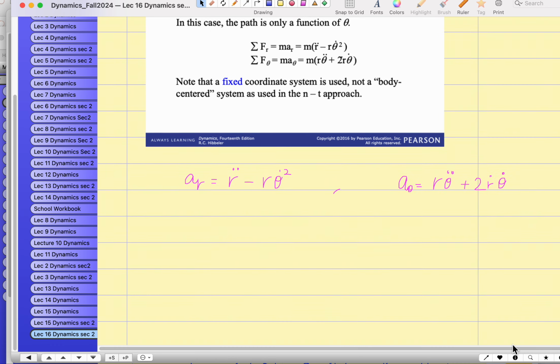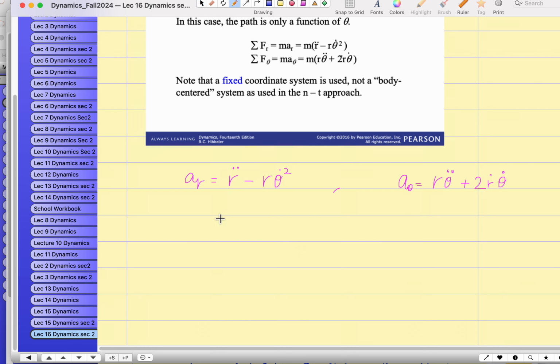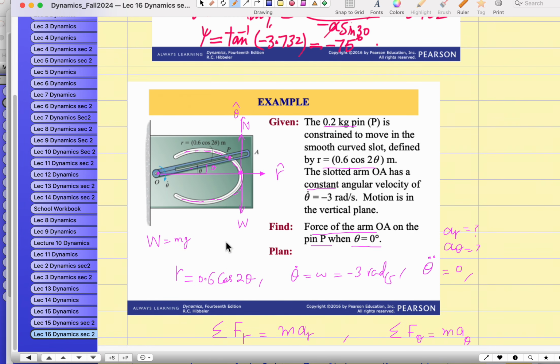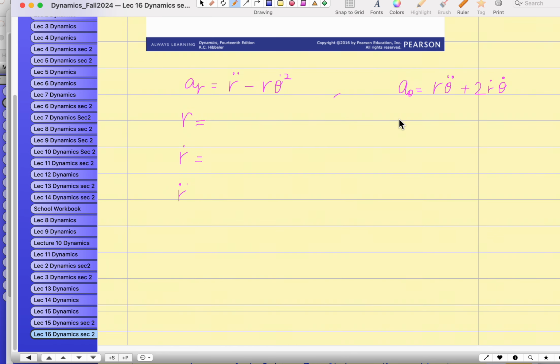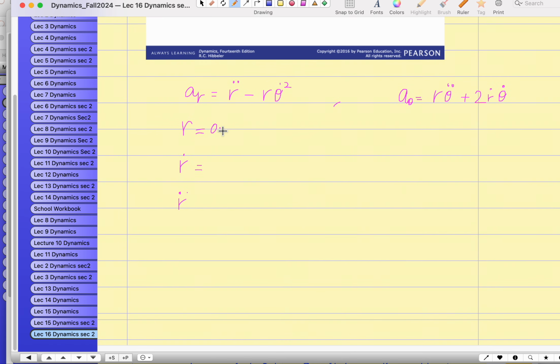I would suggest you start from the first expression, then take the first derivative and the second derivative. So what is the expression for r? It's not a formula, it's the expression: r equals 0.6 times cosine 2 theta. So I would take the first time derivative.